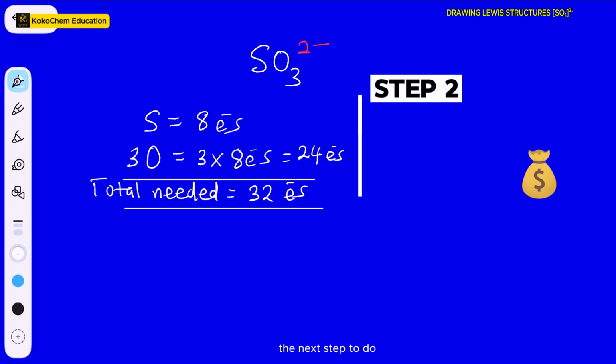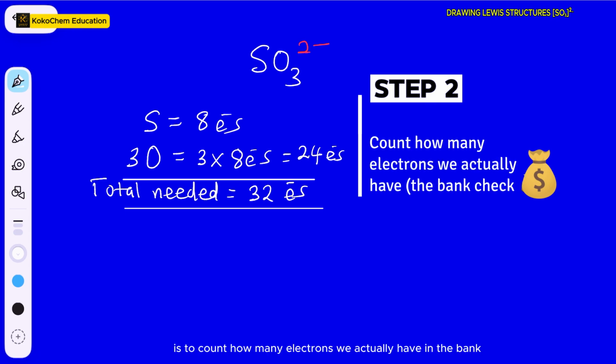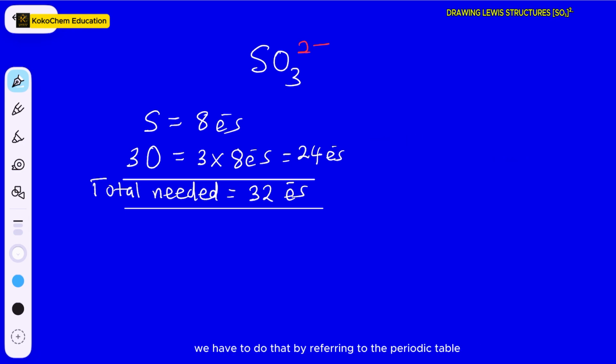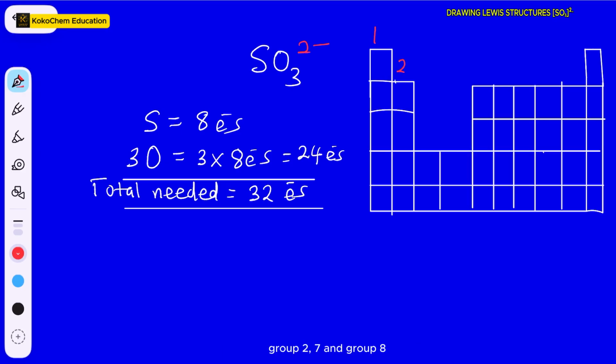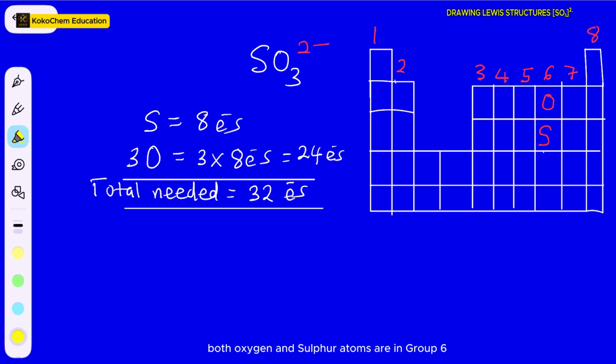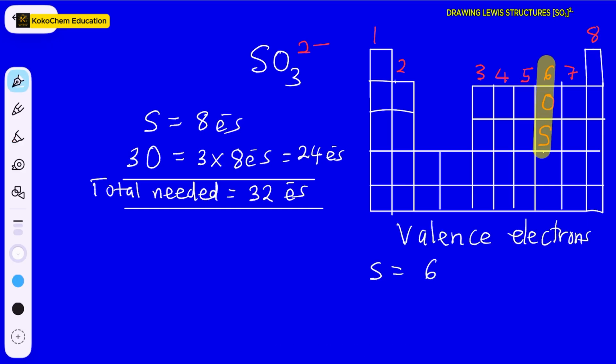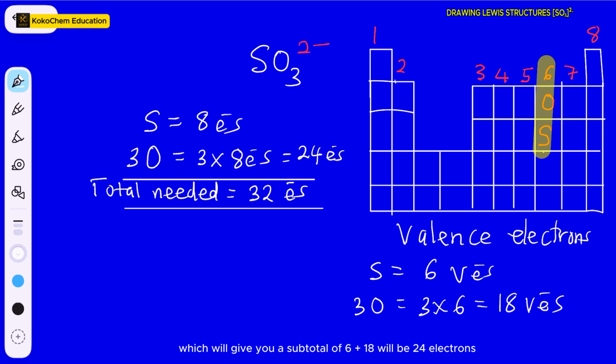The next step is to count how many electrons we actually have in the bank. We have to do that by referring to the periodic table. So this will be group 1, group 2, and then groups 7 and 8. Both oxygen and sulfur atoms are in group 6. So for valence electrons, sulfur has 6 valence electrons. 3 atoms of oxygen would be 3 times 6, which is 18 valence electrons, which gives you a subtotal of 6 plus 18, or 24 electrons.